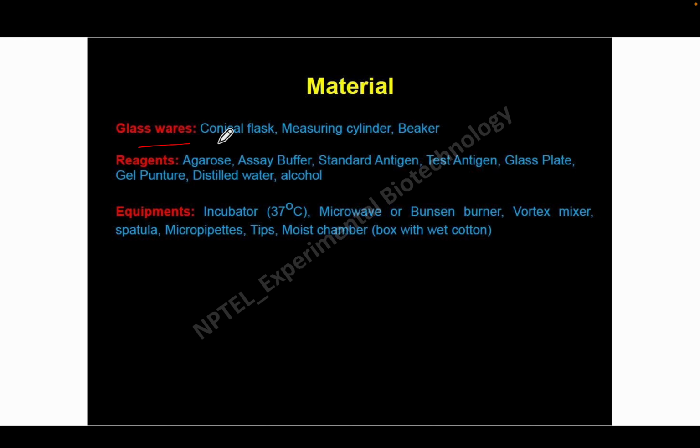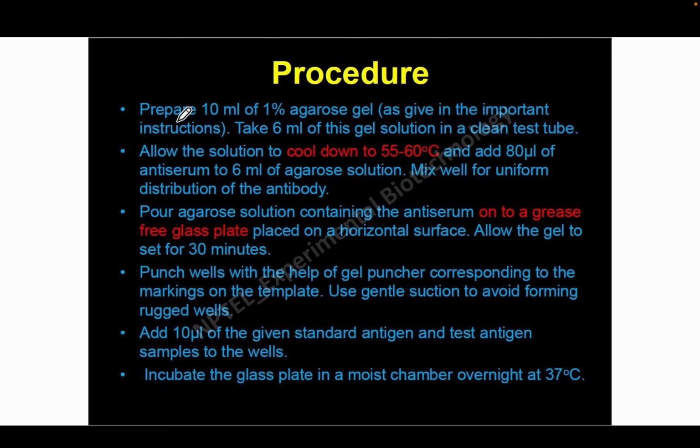Materials: glassware, you have conical flask, measuring cylinder; reagents: agarose, assay buffers, standard antigens, test antigens, glass plates, gel puncture, distilled water. Equipment: you have incubator, microwave, Bunsen burner. So the procedure: you have to prepare 10 ml of 1% agarose gel. Take 6 ml of this gel solution in a clean test tube. Allow the solution to cool down to 55 to 60 degrees Celsius and add 80 microliter of antiserum to 6 ml of agarose solution. Mix well for uniform distribution of the antibody.